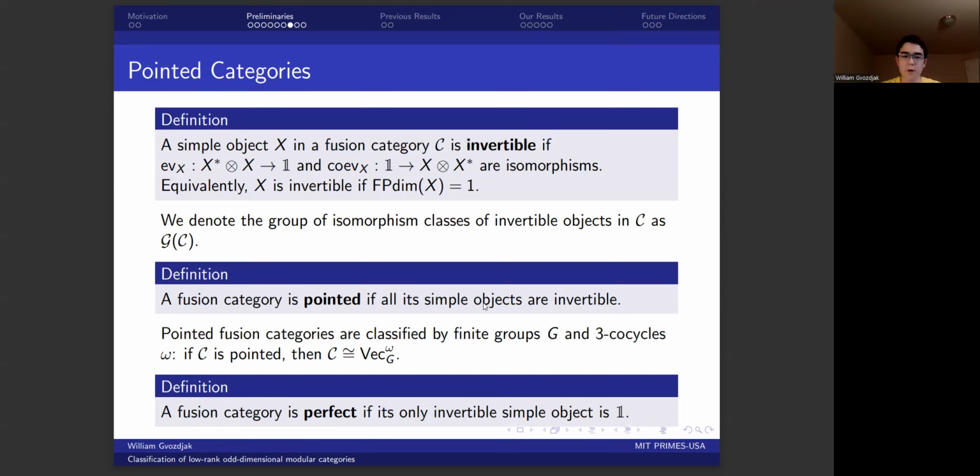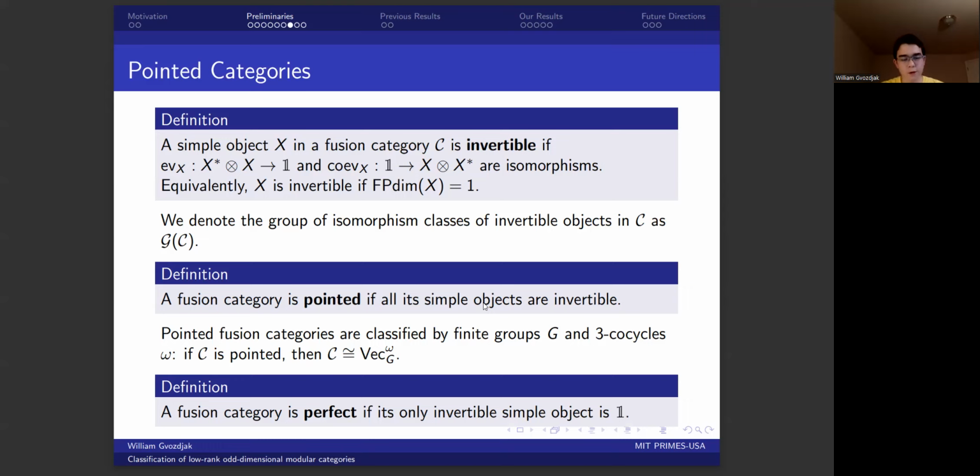We say that a fusion category is pointed if all of its simple objects are invertible. So in terms of the Frobenius pair dimension, if we look at the Frobenius pair dimensions of all the simple objects and they are all 1, then we know our fusion category is pointed. One interesting thing to note is that because all those FPDIMs are 1, in a pointed fusion category the rank of the category is going to be equal to its FPDIM because of the way that FPDIM is defined.